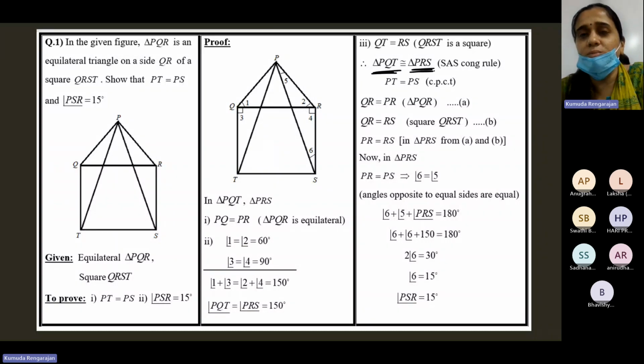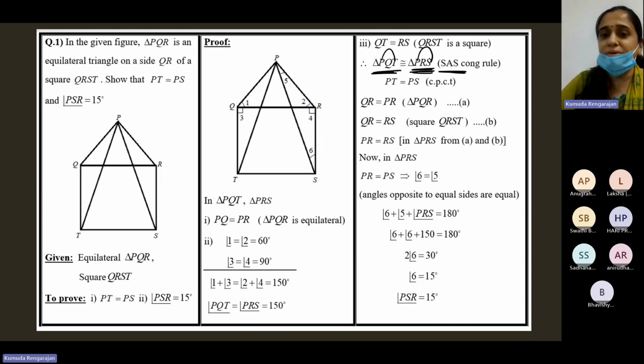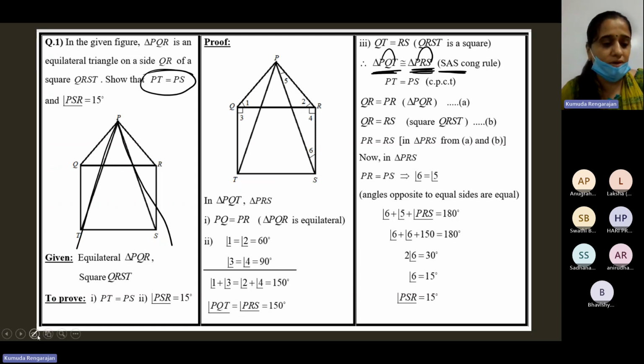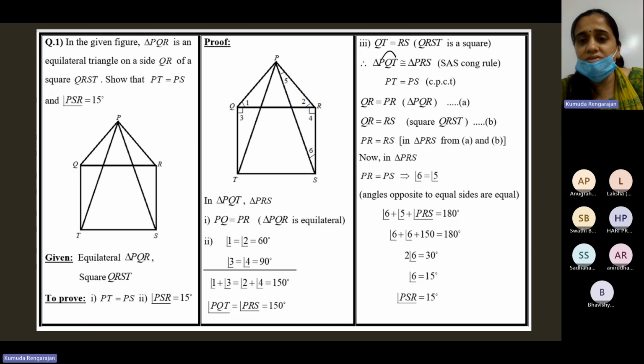So PQT is congruent to PRS, SAS rule. Now you can see here, PT is equal to PS. See the positions, PT, PS. So PT is equal to PS. That's what we had to prove. PT is equal to PS, CPCT. Now that we have proved the triangles are congruent, those things which we did not know are also equal. So PT of the first triangle corresponds to PS of the second triangle. How? From this order we can make out. PT is equal to PS. So PT is equal to PS, CPCT.